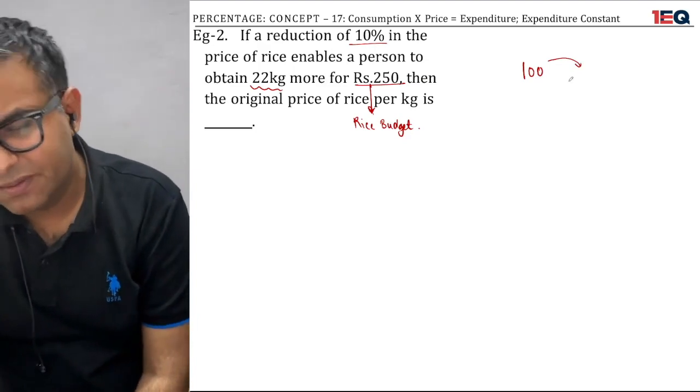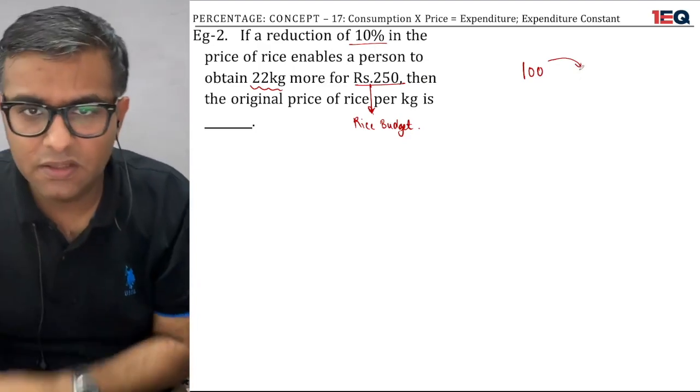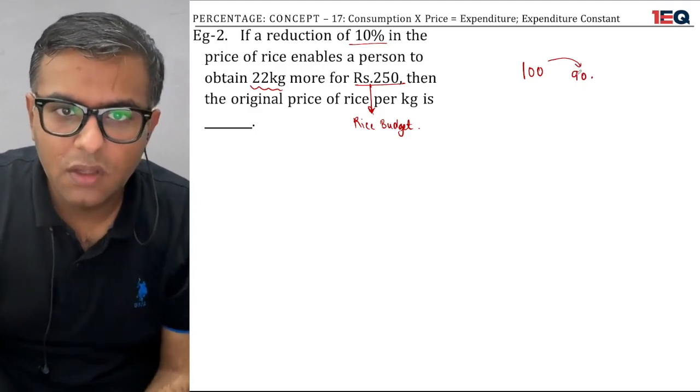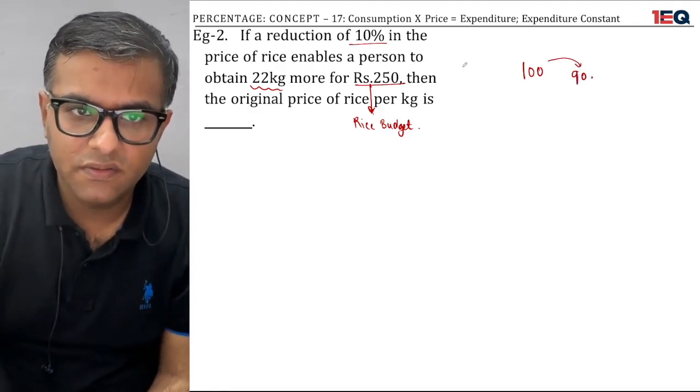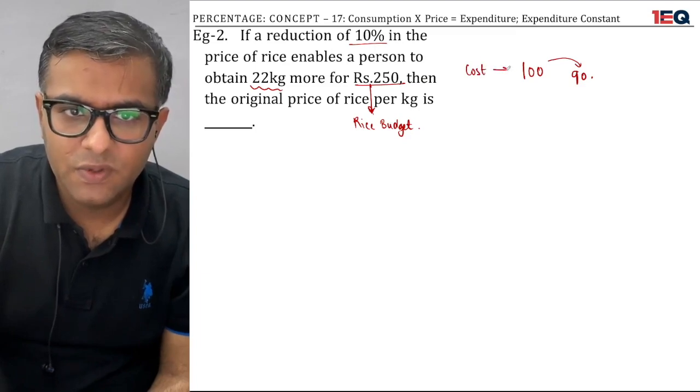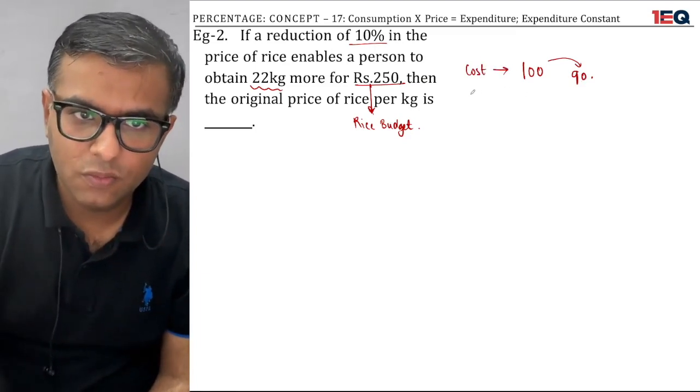100 rupees was being spent in the past. Now 90 rupees is being spent. Okay, now 90 rupees is the cost of rice. This is the cost. 100 rupees was the old price, and 90 rupees is the new price.